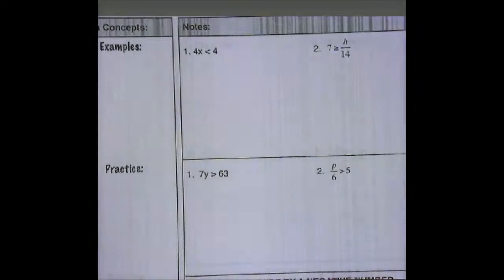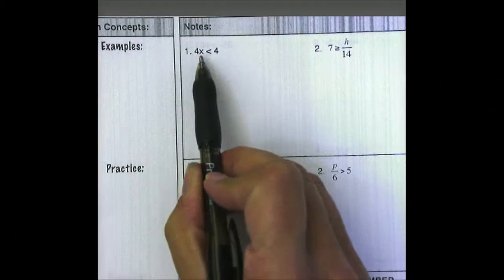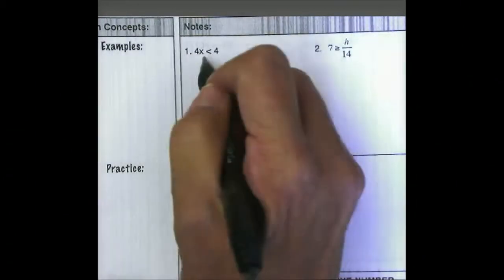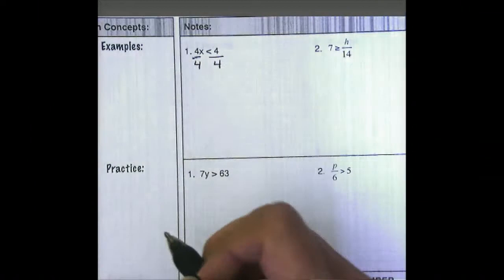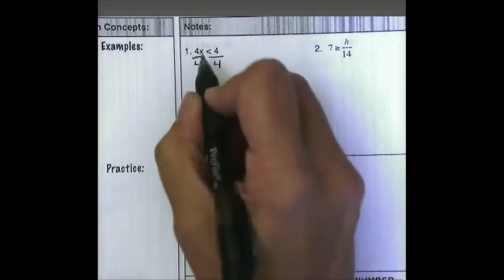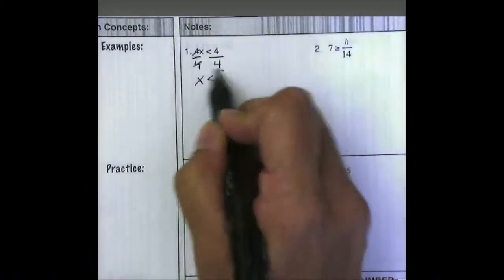In our first example, we have 4x is less than 4. Now, recall that when we had an equation where we multiplied 4 times x equals 4, we would divide both sides by 4 in order to solve the equation. You're going to do the same thing to solve an inequality. So these 4's will cancel out, and we get x is less than 1 as our answer.